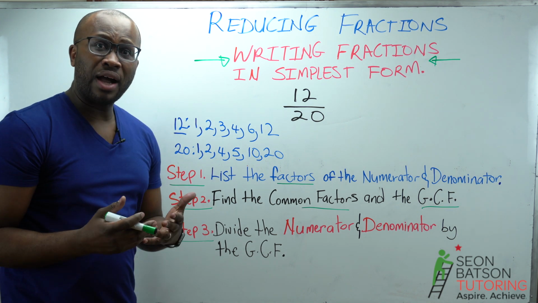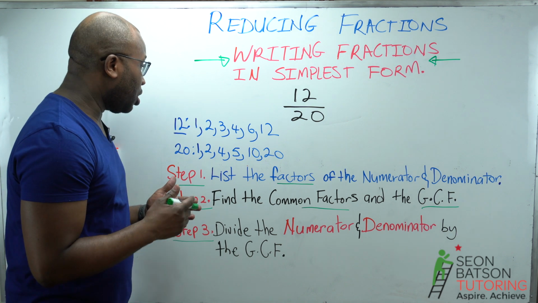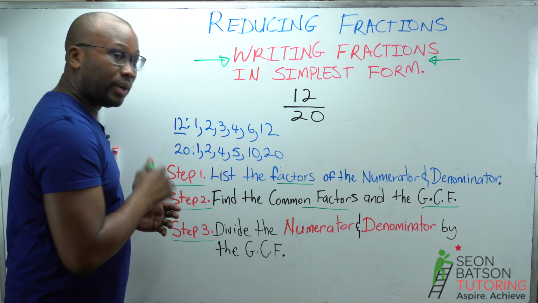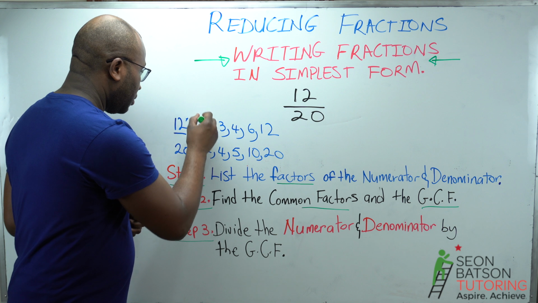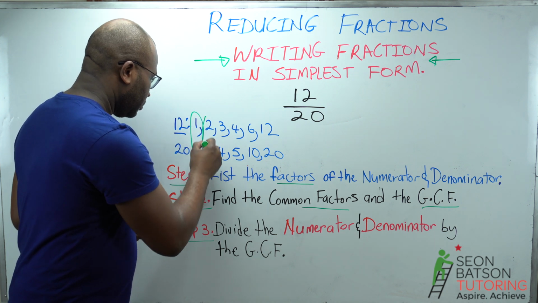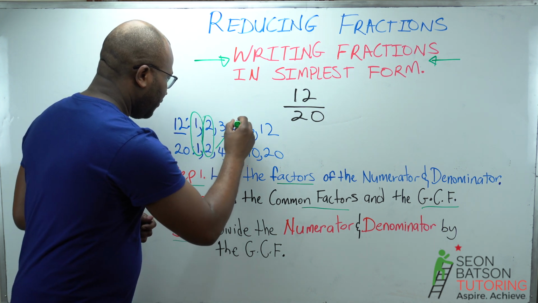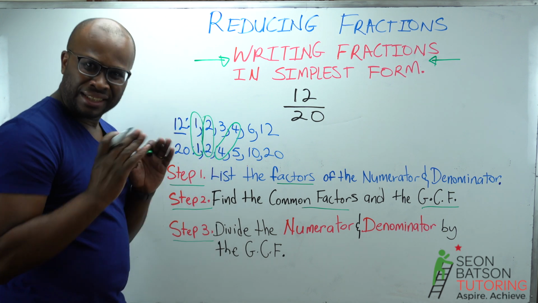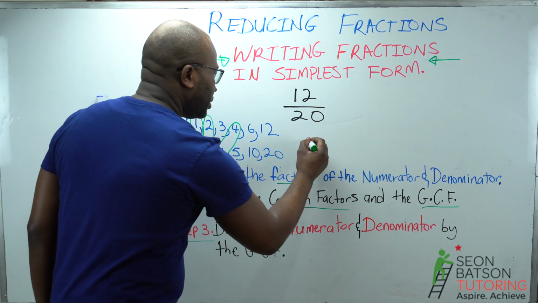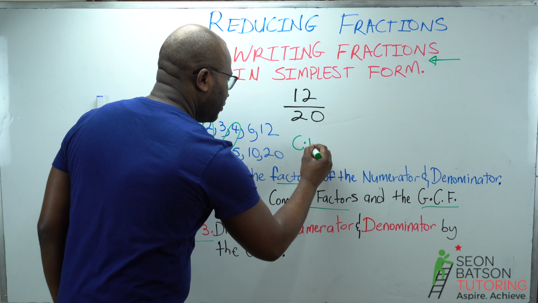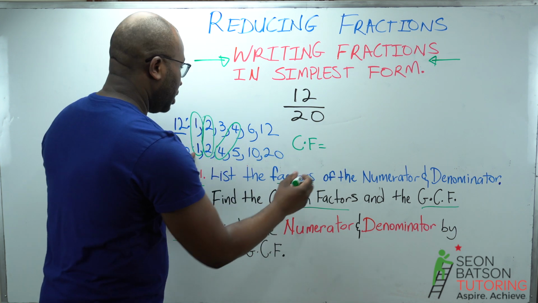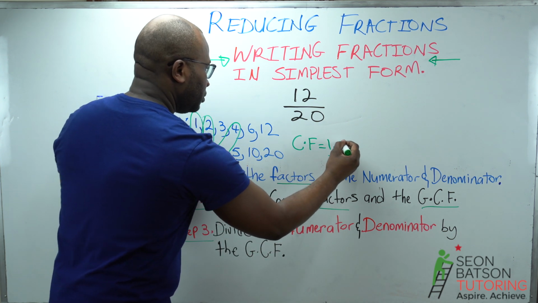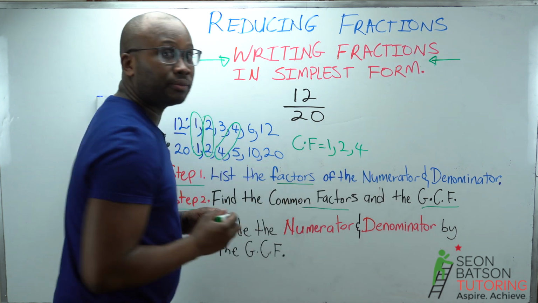Now we'll find the common factors. The common factors will be all the factors that belong to both 12 and 20. Yes? Common factors are 1, 2, and 4. So far, so good. All right. So we'll put common factors right here, CF, and we'll put 1, 2, and 4.